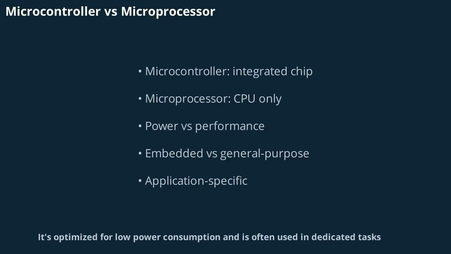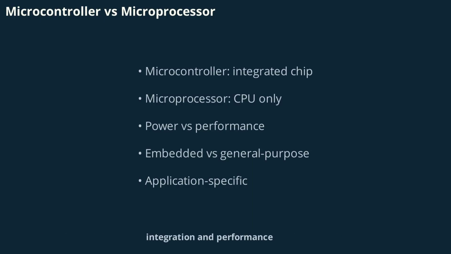In contrast, a microprocessor is just the CPU and requires external components for memory and peripherals. Microprocessors are more powerful but consume more energy and are used in general-purpose computing. Knowing which to use depends on your application's requirements for power, integration, and performance.